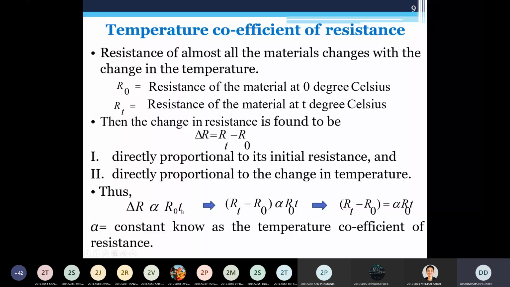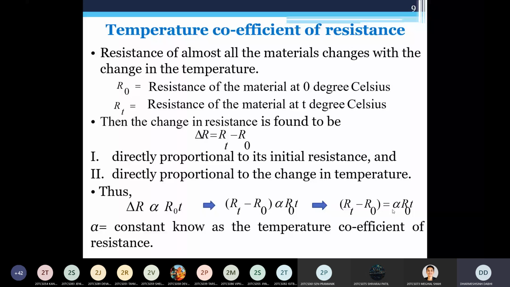So what is delta R? The resistance difference, RT minus R0. So replace delta R by RT minus R0. This equation becomes RT minus R0 directly proportional to R0 into T. Clear? Then, to equalize this equation, multiply with the constant alpha. So this equation becomes RT minus R0 equal to alpha into R0T. So what is alpha? Alpha is nothing but the temperature coefficient of resistance.